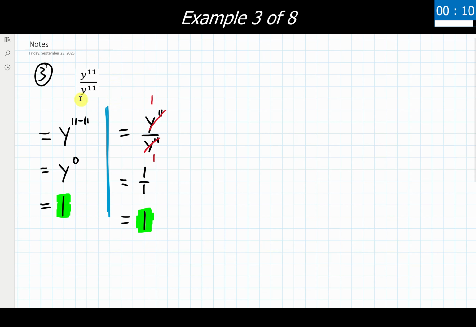But again, if we see anything divided by itself, we're more than welcome to just jump right to a final answer of 1 and not have to write all these extra steps in along the way.